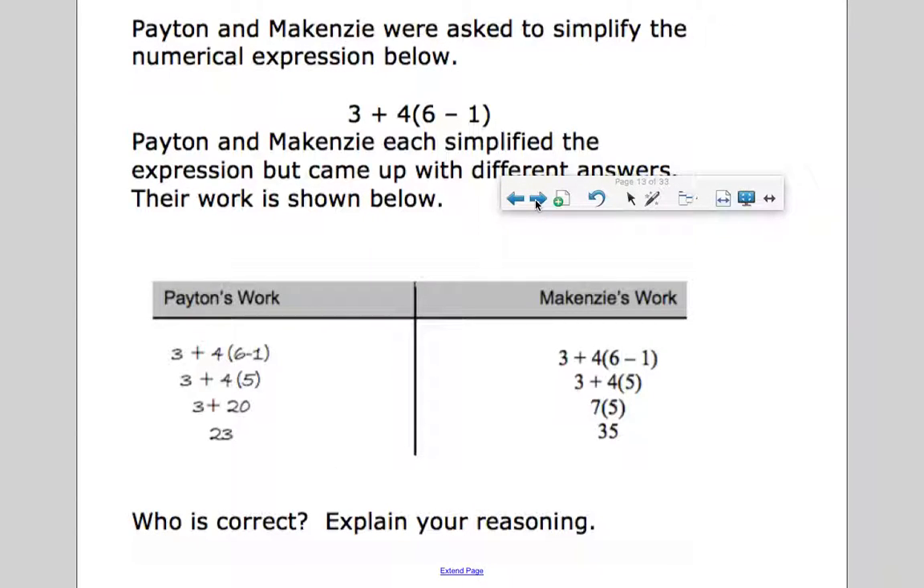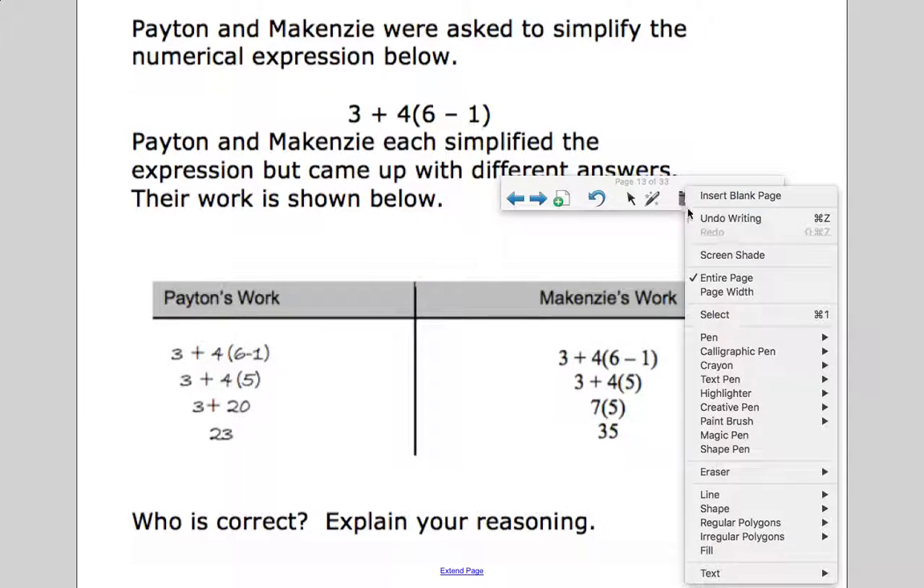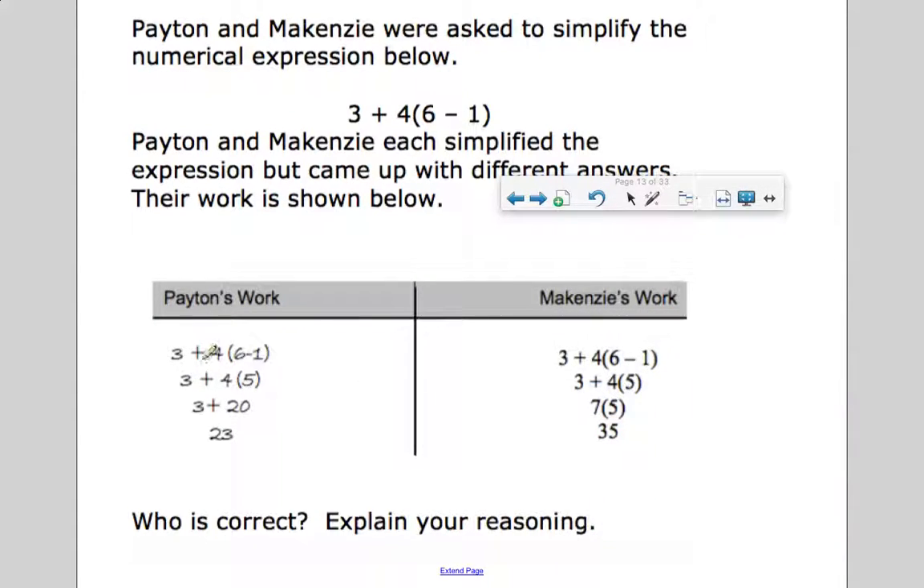And there's Peyton and Mackenzie. Who is correct? Let me get out my highlighter. So this is the left term. On the left term, they left it as 3. They solved the right term. 4 groups of 5 is 20, 23.